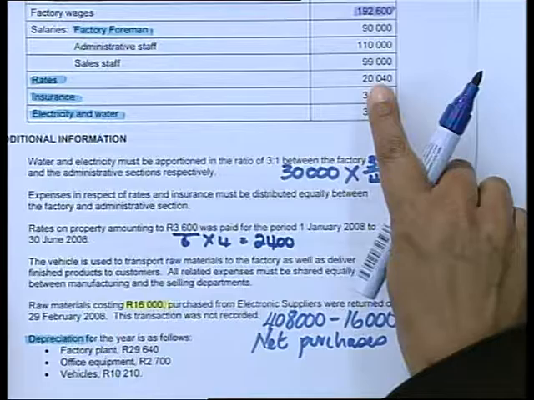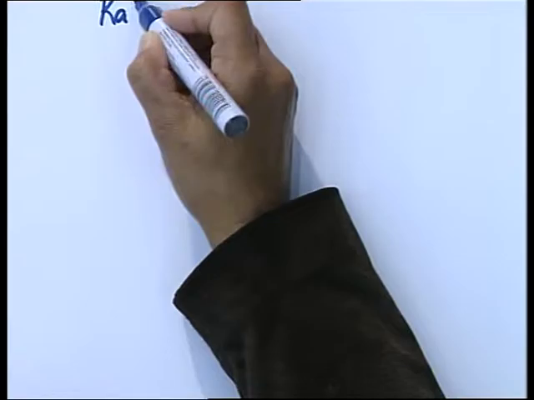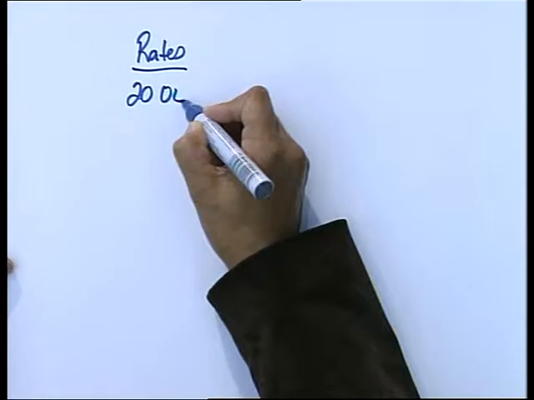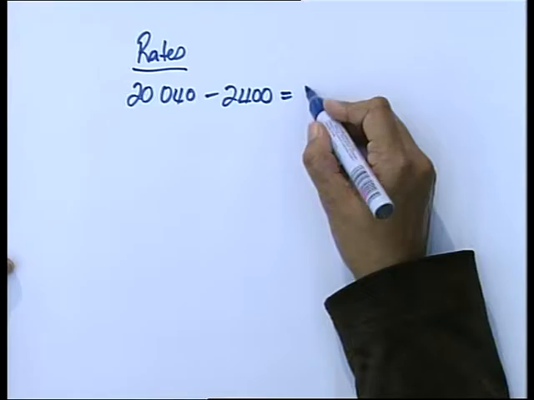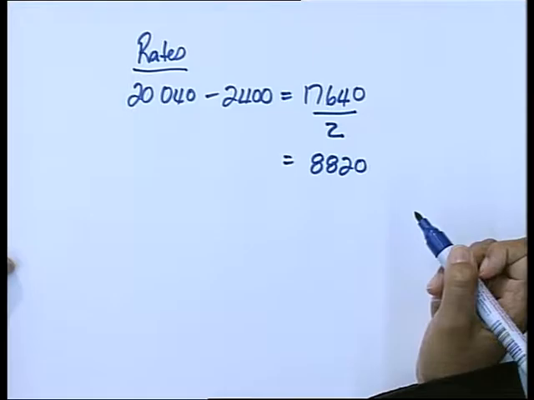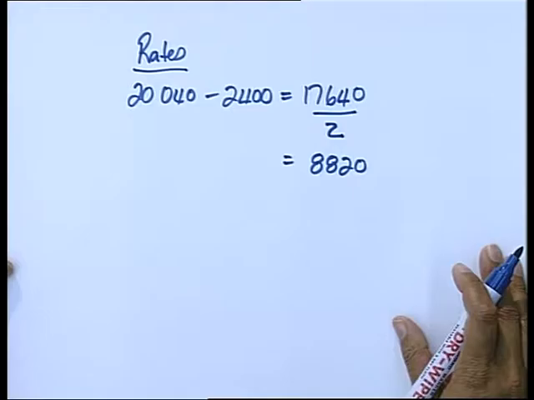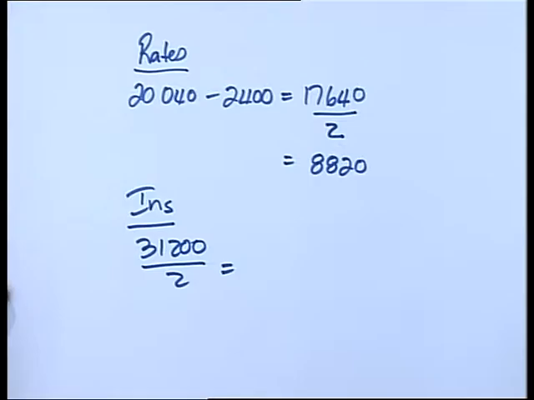Okay, so for rates, let me rather just work here because it's looking very untidy now. Rates, I take my amount of 20,040 minus 2,400, I get 17,640, divide that by 2, and 8,820 goes to the factory. Then my insurance, I just simply take the amount, 31,200, divide by 2, and I get 15,600 and that goes towards insurance.